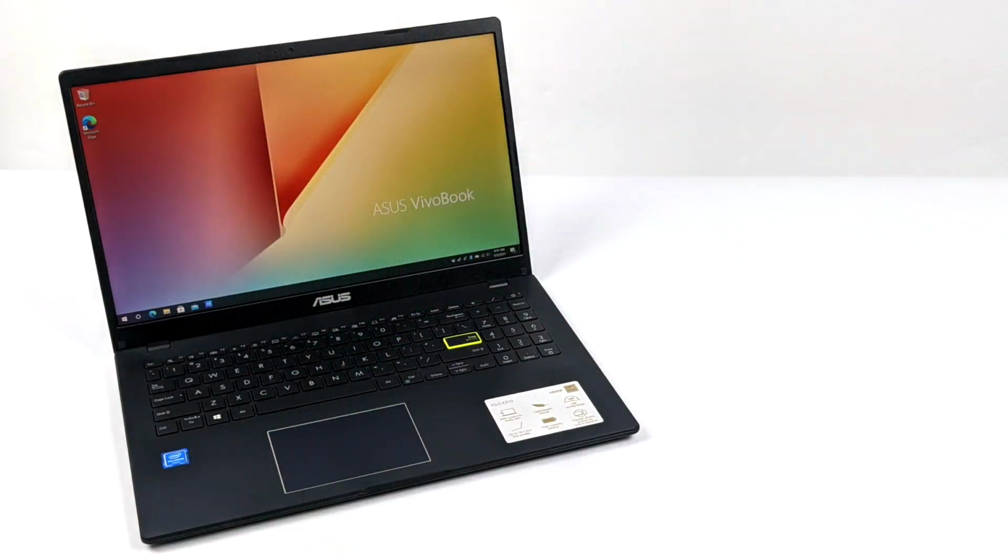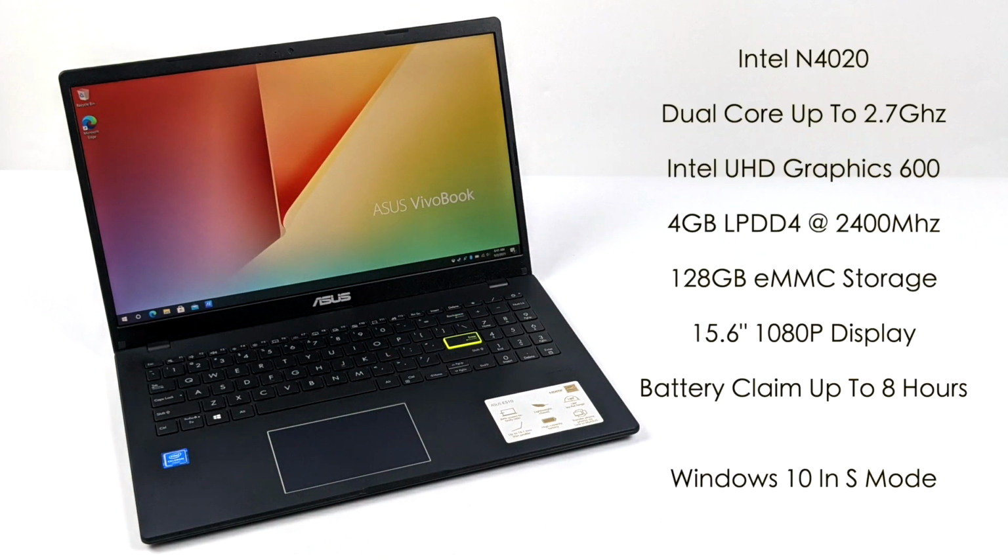So what are we really getting here for $200? When it comes to the CPU, we have that Intel Celeron N4020. This is a dual-core CPU up to 2.7 GHz. Built-in Intel UHD 600 graphics, 4 GB of LPDDR4 RAM running at 2400 MHz, and this is soldered to the board, non-user upgradable, 128 GB of eMMC storage, but like we saw, we can add an extra M.2 drive, a 15.6 inch 1080p display, and the manufacturer claims up to 8 hours of battery life, and you know, I could actually really see that with this low-end Intel Celeron chip.